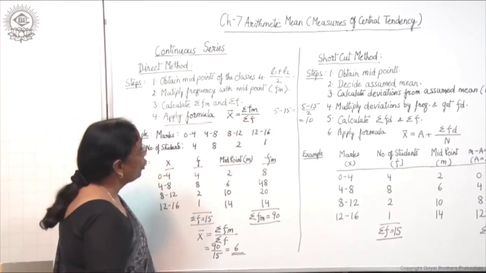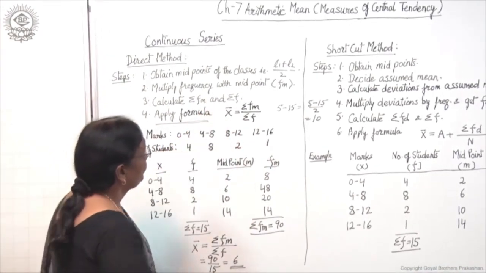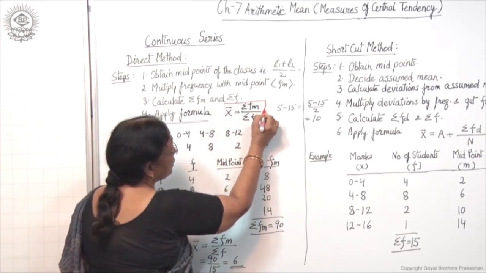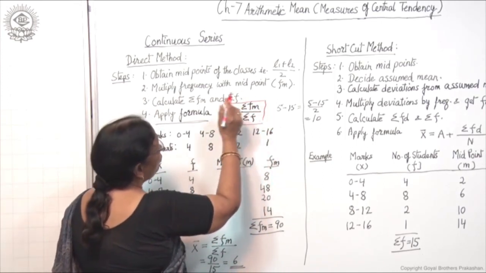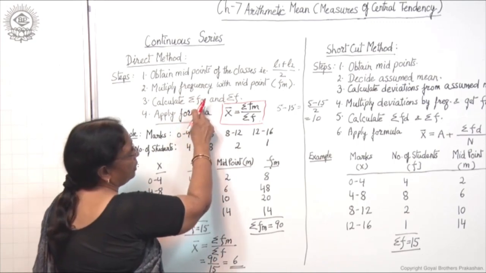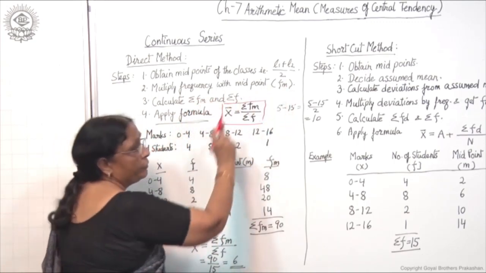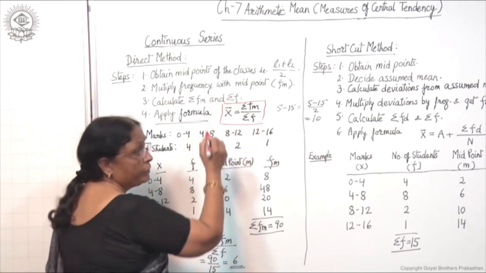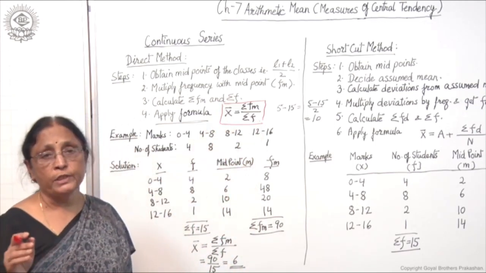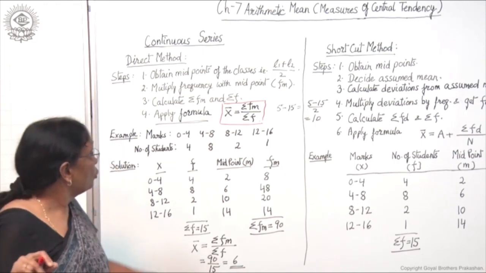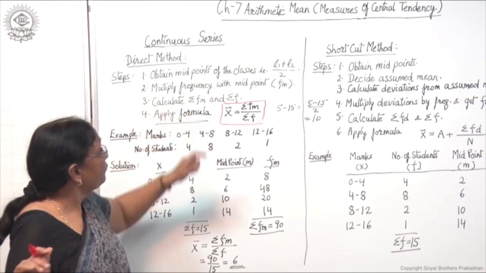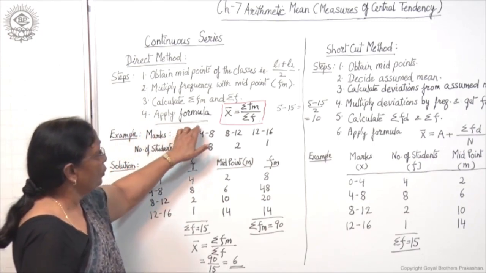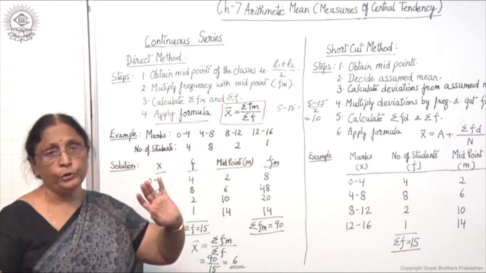So for calculating arithmetic mean, you need sigma fm and sigma f. What is sigma fm? The total of the fm column. And what is sigma f? That is the total of the frequency column. So the third step is calculate sigma fm and sigma f, and then fourth, apply the formula. This is the formula given to you.